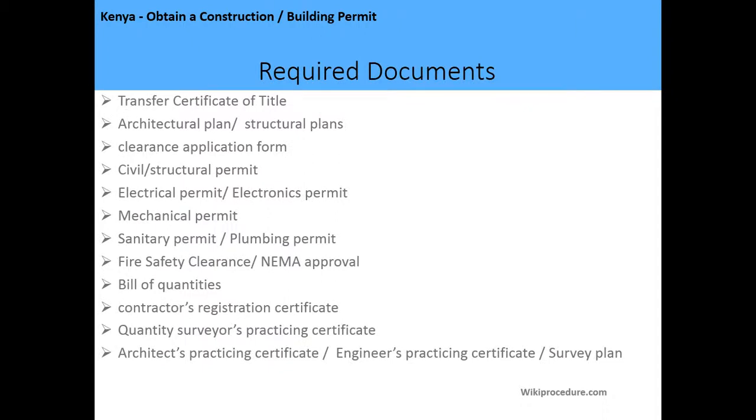The required documents for the building permit include the transfer certificate of title, architectural and structural plans, clearance application form, civil and structural permit, electrical and electronics permit, mechanical permit, sanitary and plumbing permit, fire safety clearance, NEMA approval, bill of quantities, constructors registration certificate, quantity surveyors practicing certificates, architects and engineers practicing certificate, and the survey plan.